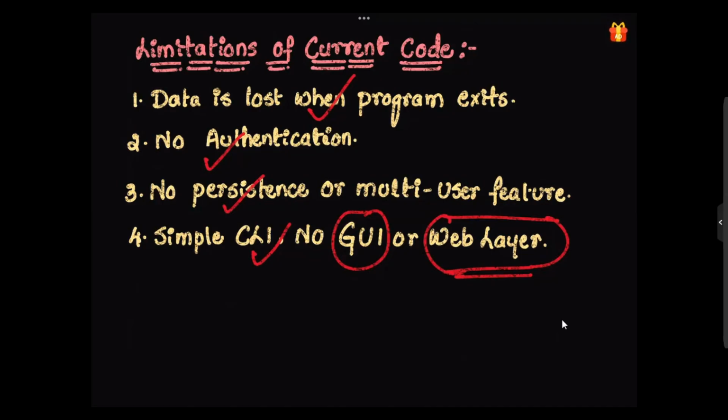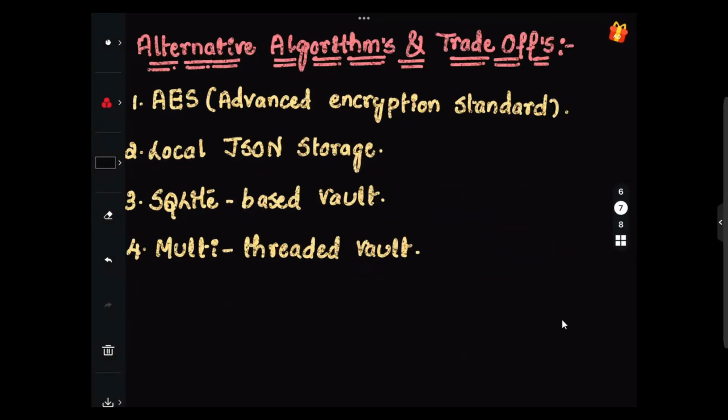Yep. Next, let's move on with the last part, the alternative algorithms and the trade-offs, right? So what are the alternative algorithms that we can go with apart from the algorithm that we have considered? Let's discuss the same. The first thing here, we can go with AES, the Advanced Encryption Standard. We can go with this approach as well. Mainly, it gives stronger encryption with key management, right?